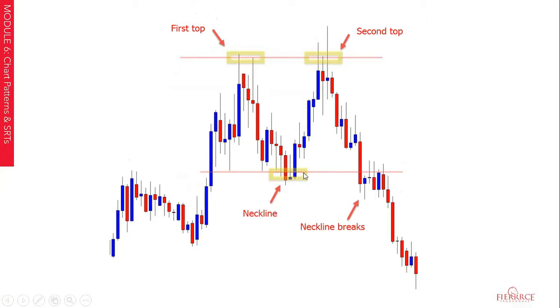So after it formed this first top, it came and formed a neckline. Think about it like your head has a neck. That's how I look at it. So this is the neckline, and then price pushes up, forms the second top, and when price came down, it took out this first neckline, signifying that price is actually very strong to the downside. And then it retested, and as it's moving down, it's breaking other necklines as well.